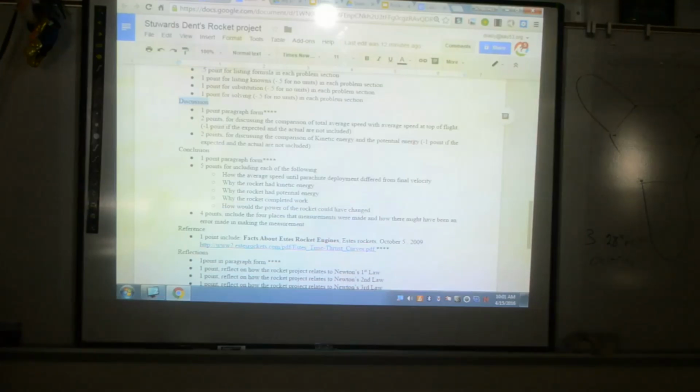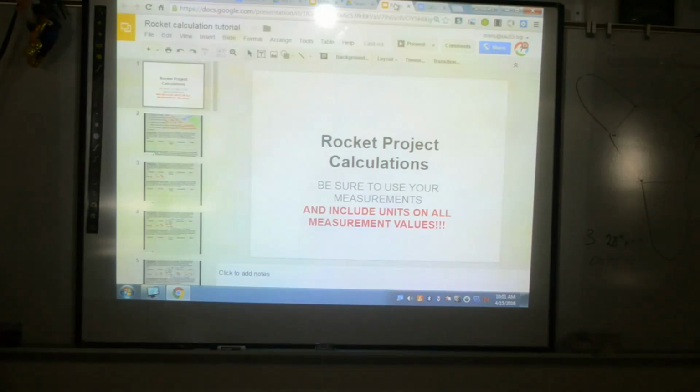Okay, so there are two sections that we want to be talking about. The first is comparison of the total average speed and the average speed at the top of the flight. Now notice here it says make sure you write down what the expected and what the actual is. So you will be going to your rocket calculations and you'll be looking for total average speed and average speed to the top of the flight.